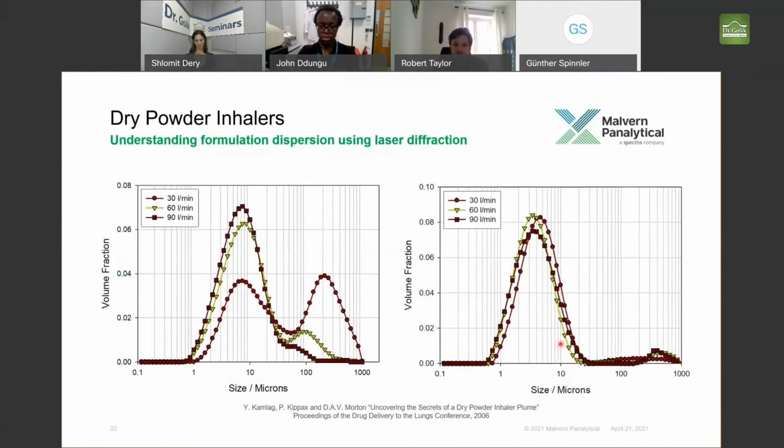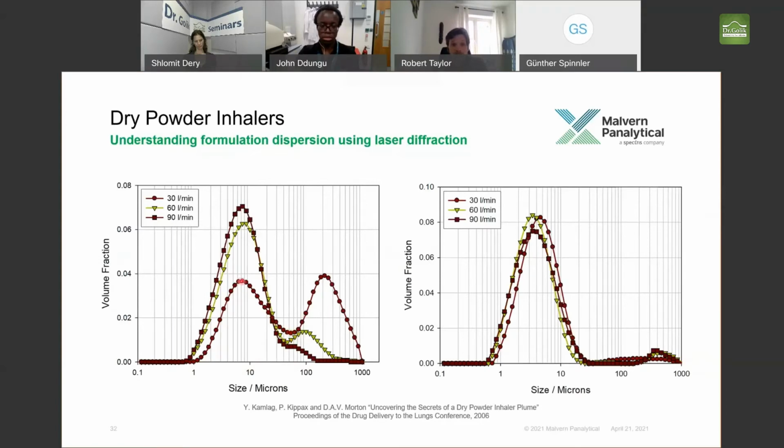And then similarly, we have two different formulations now, and what we're looking at here is the effect of the different flow rates. So again, we've got 30, 60, 90 here. And you can see that with 90 litres per minute, so at the fastest flow rate, we're getting most of the material coming through as the fine fraction, so 1 to 10 microns in size. This is ideal for DPIs, but you also have this coarse fraction here as well, which will just impact too high up and won't have any sort of effect on the disease state.